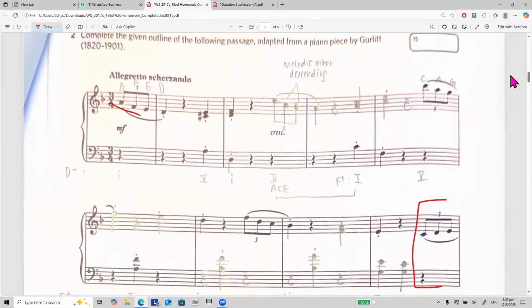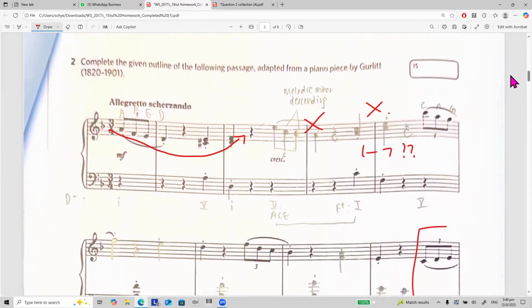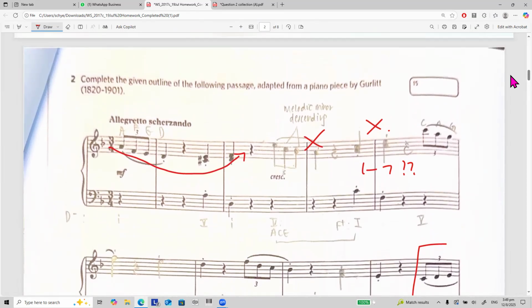And you can see the melodic shape should look like this, but there's no shape at all. And then the tonic and leading note also not resolved. So for this, she can maybe score only at most 4 to 5 marks. So this is a fail.